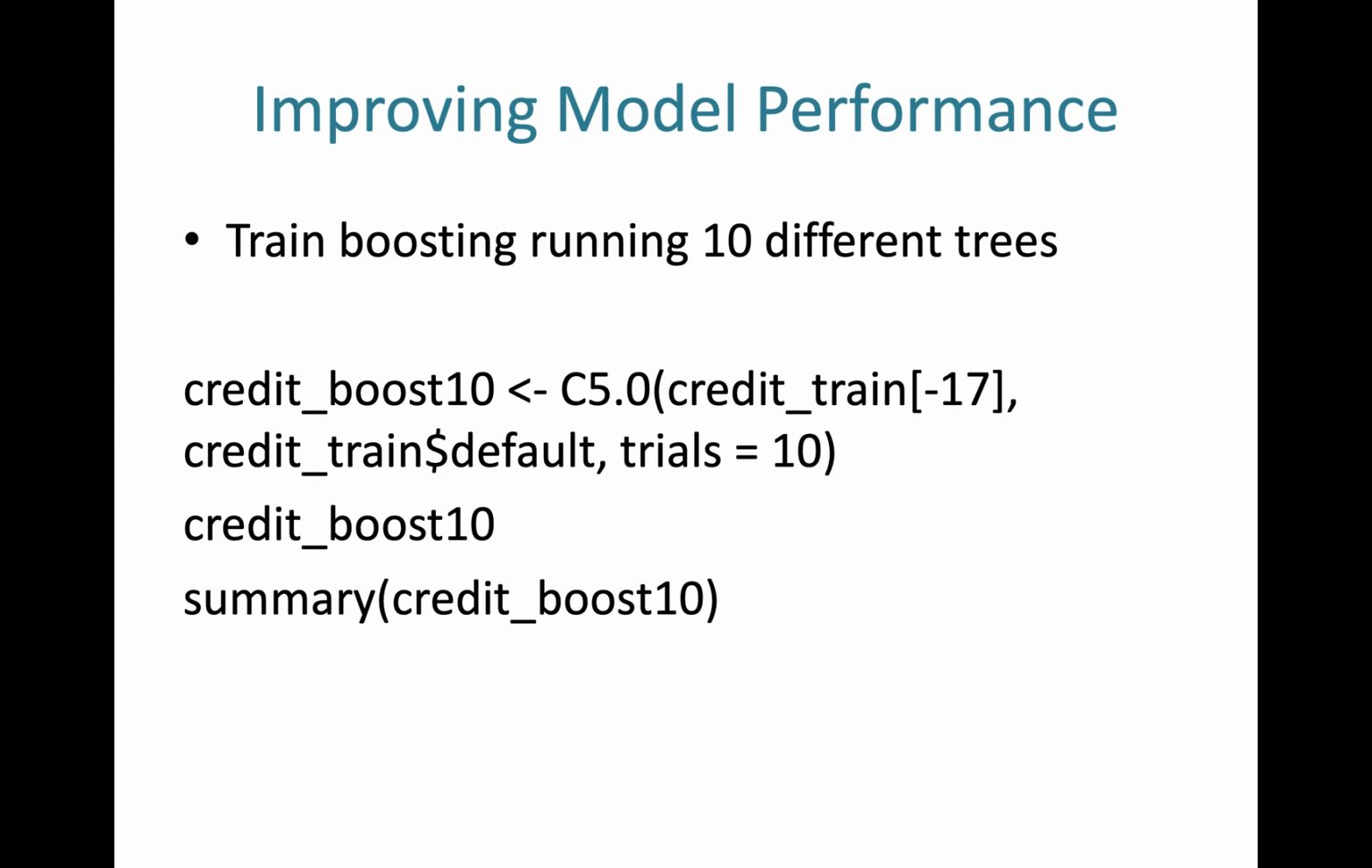The command is exactly the same thing. It's the C50 library, the command is C5.0, and we do exactly the same thing. We train with basically all of the values except for the default value. We use default as the value that we want to predict, the factor that we want to predict. But in this case, we use the trials variable. And what that means is that we're asking the package to train 10 different trees and to report the final output that, because this is a classification setting, will be based on a final weighted voting. Okay, so let's do that.